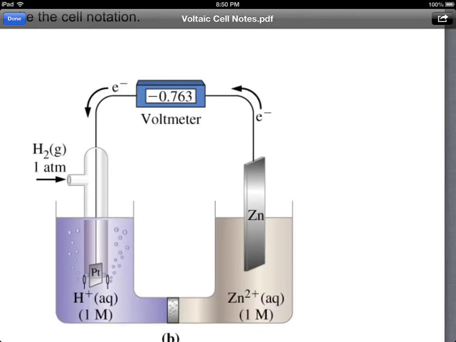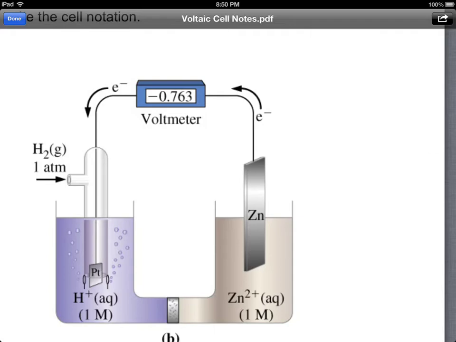Here's another electrochemical cell where we're looking at zinc in an electrochemical cell with hydrogen. And notice that in this case, the electrons are flowing towards the hydrogen instead of away from it. So in this case, the electrons will spontaneously move away from the zinc. So the zinc is not going to be reduced when it's put in a cell with hydrogen. The zinc is going to be oxidized.